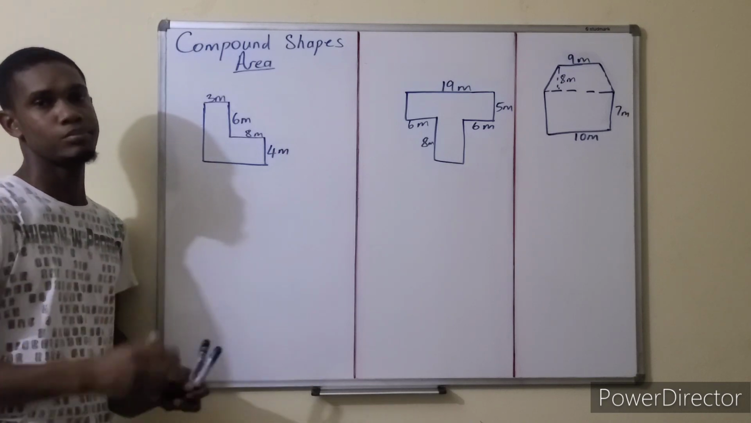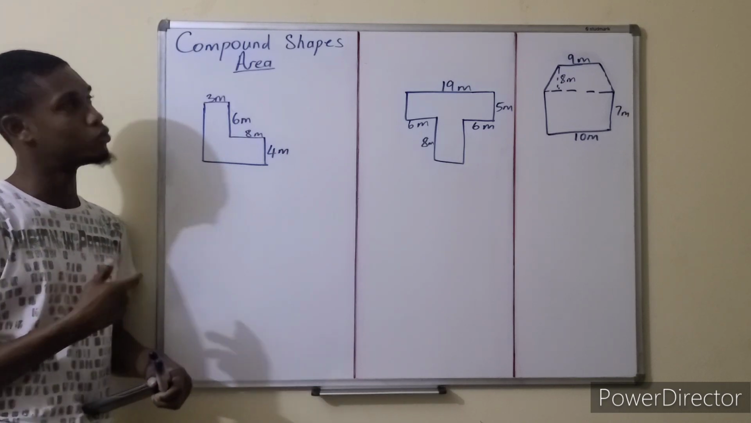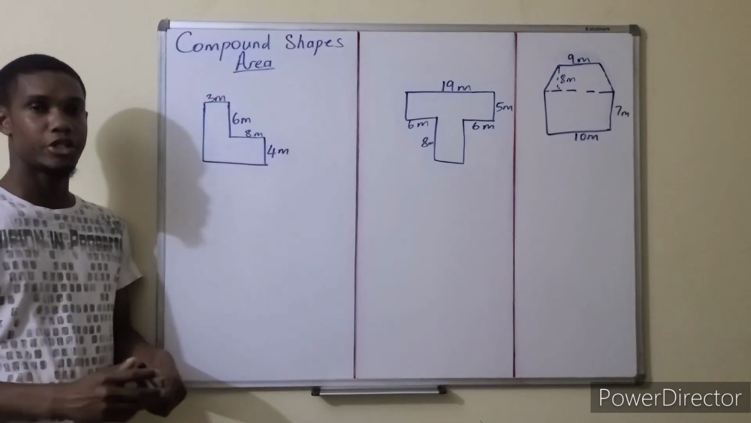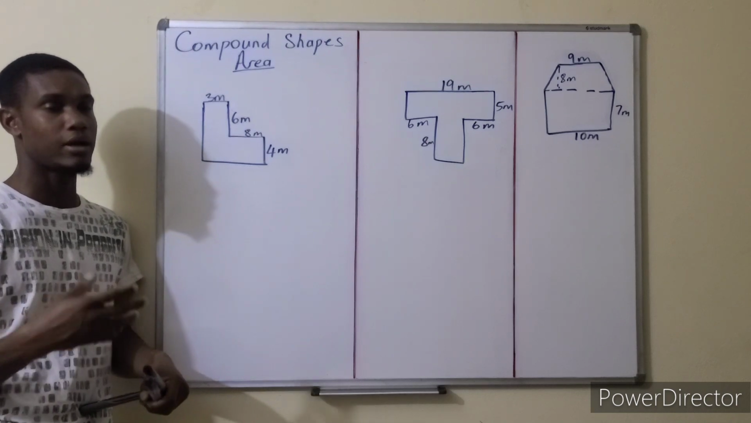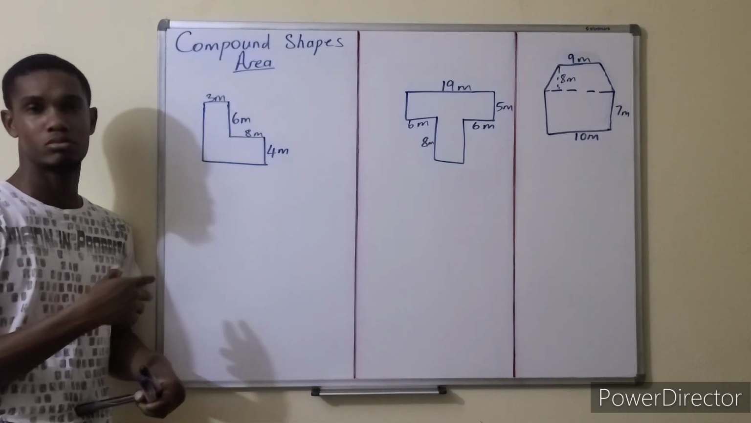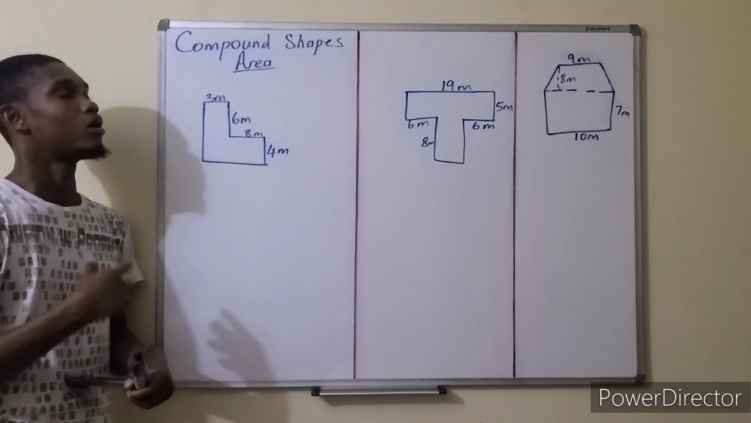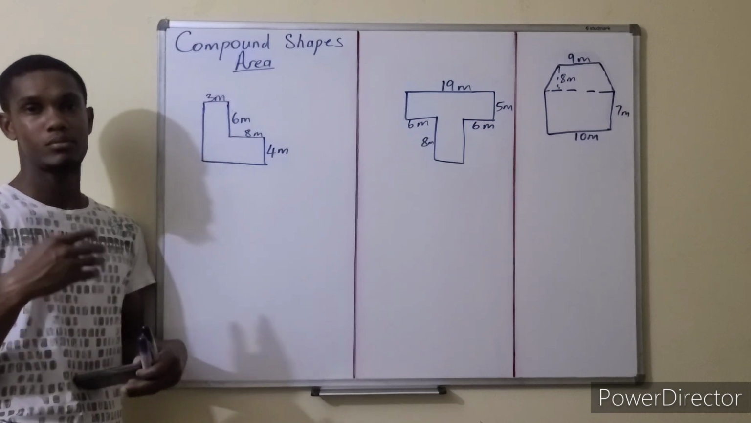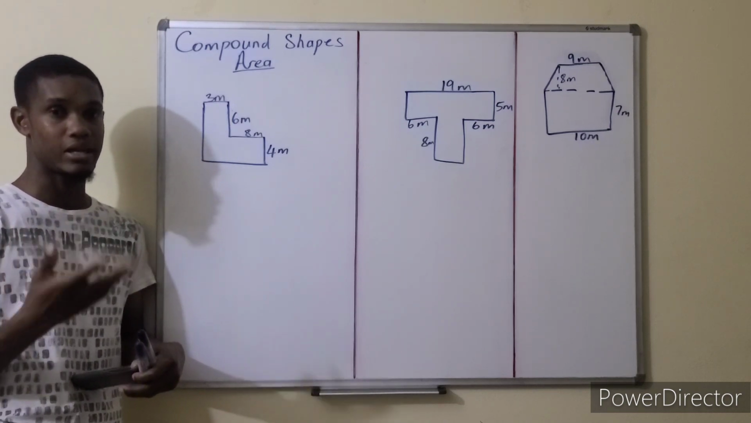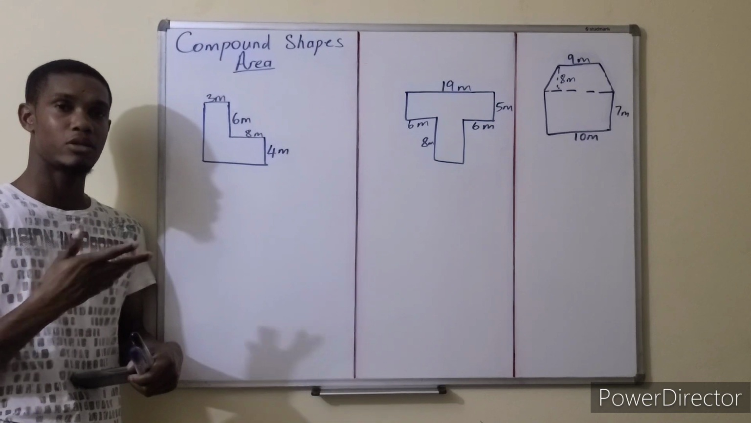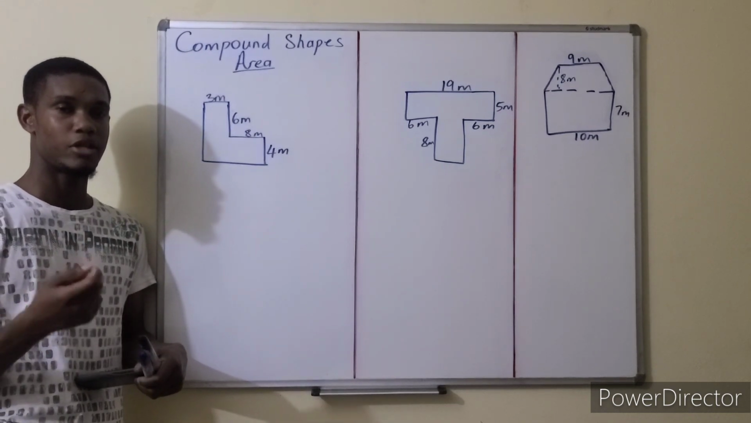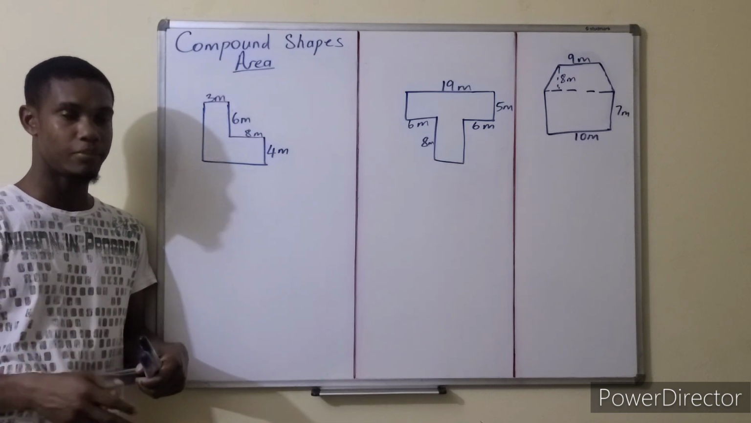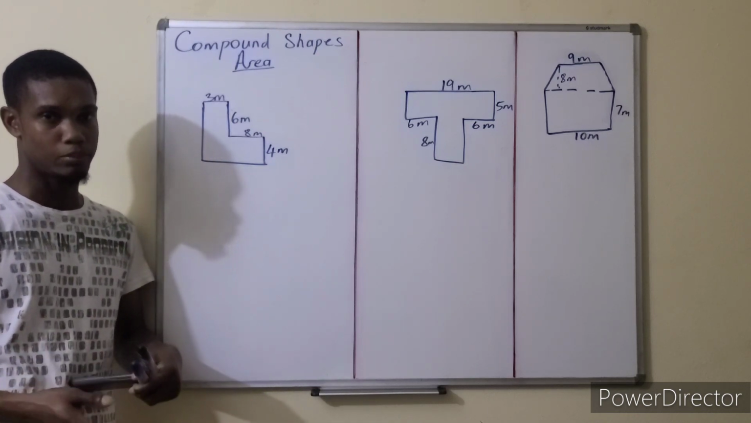So for this video, I'll be going through compound shapes, the area of compound shapes. Given these three shapes, the approach is the same regardless of how the shapes look. All you need to do is follow the key principles. Step 1, identify which shapes you can get. Step 2, split them into those shapes and get the measurements. Step 3, find the area of each piece of the shape. And step 4, add the final product.